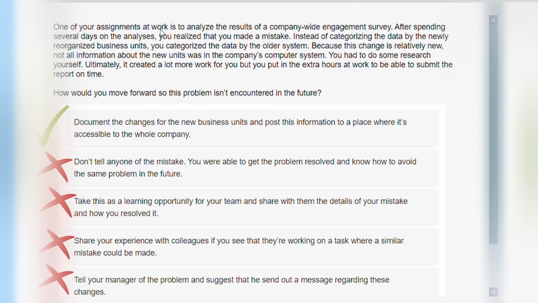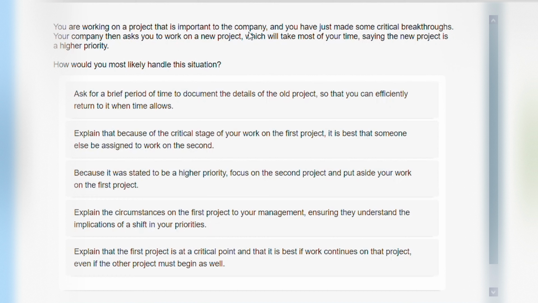Question number 5, you're working on a project that is important to the company and you have just made some critical breakthroughs. Your company then asks you to work on a new project, which will take most of your time, saying the new project is a higher priority.